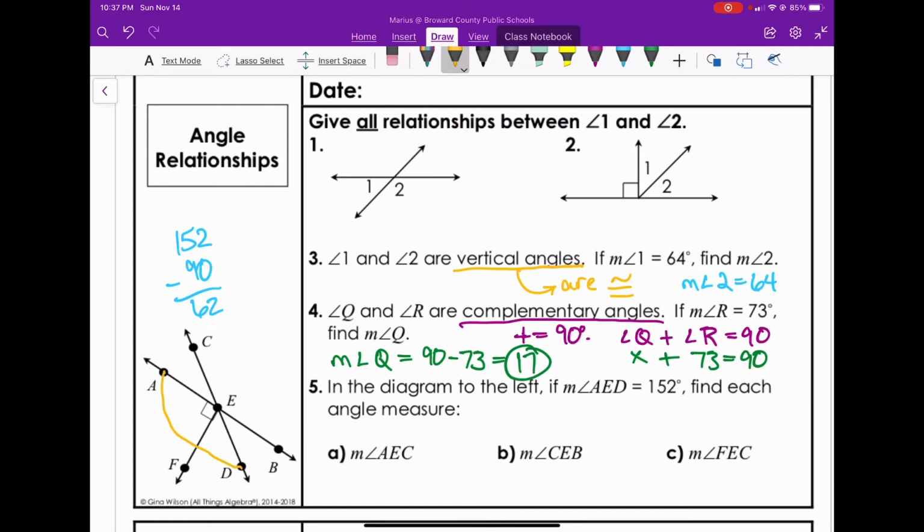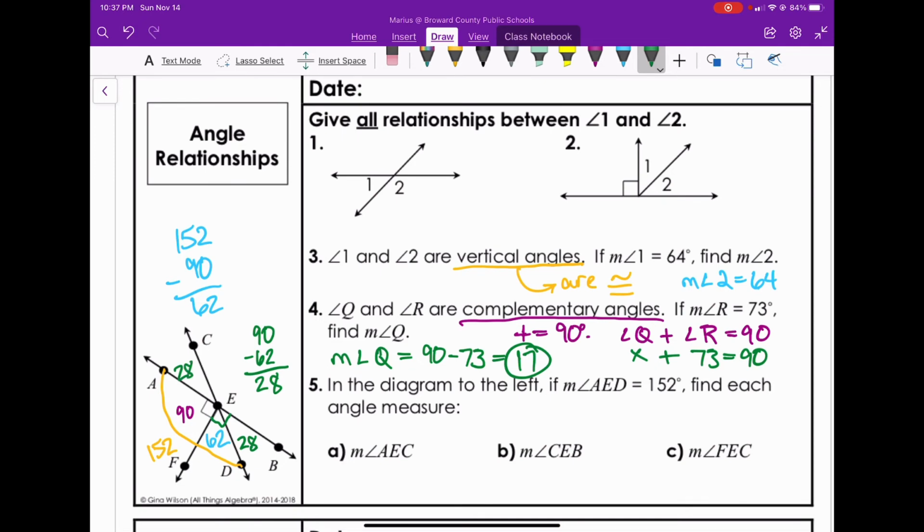So once again, all this right here is 152. We now know that this little piece here is 62. We already knew that this was 90. If we also take a look at this piece here, the rest of this is also 90. So if we do 90 minus 62, that's 28. This piece here is 28, and this piece here is also 28 because those two angles are vertical.